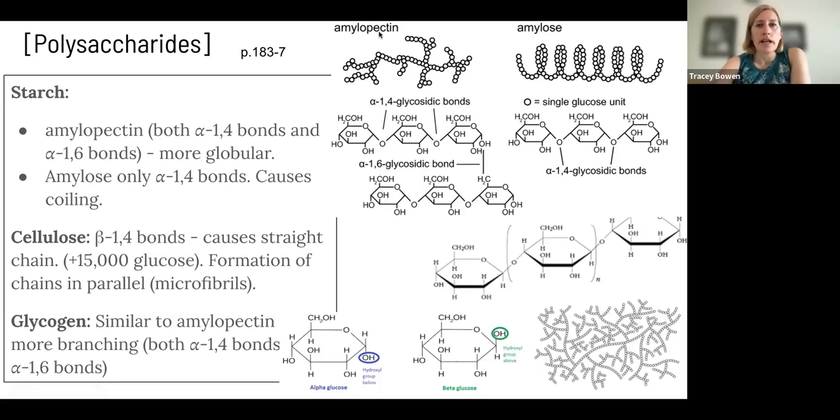Glycogen is similar to amylopectin, except it's got more branching going on. So this is a picture of glycogen here. Glycogen is stored in the liver of humans and other mammals as an energy source. When a plant or an animal needs glucose molecules for ATP, they can pull off the glucose molecules from these branched or straight chains, amylopectin, amylose, or glycogen, through a hydrolysis reaction that's going to make ATP.